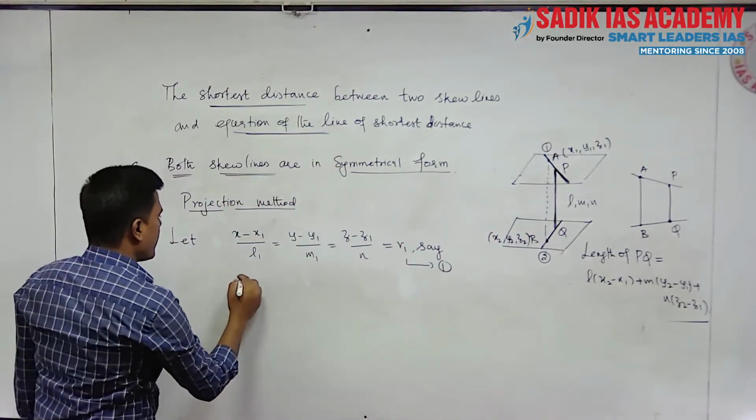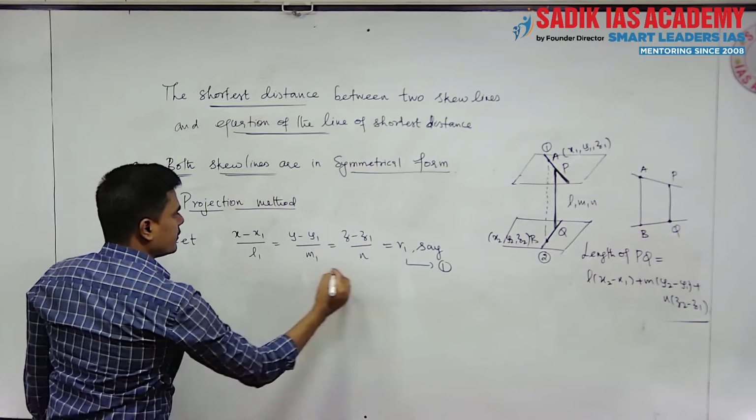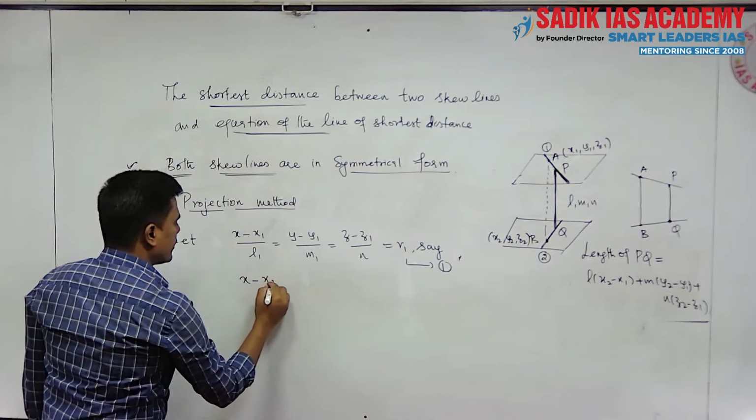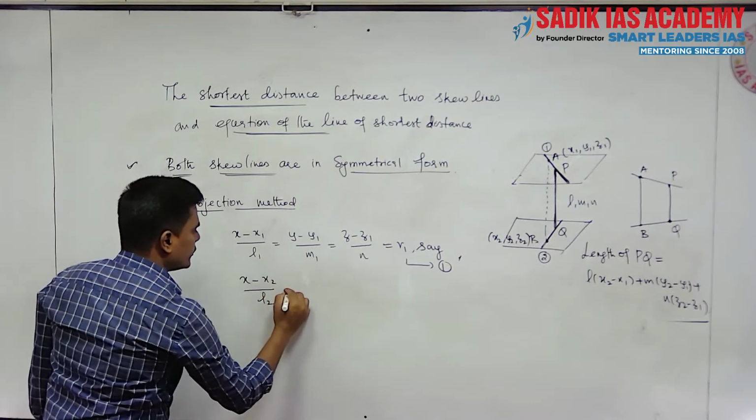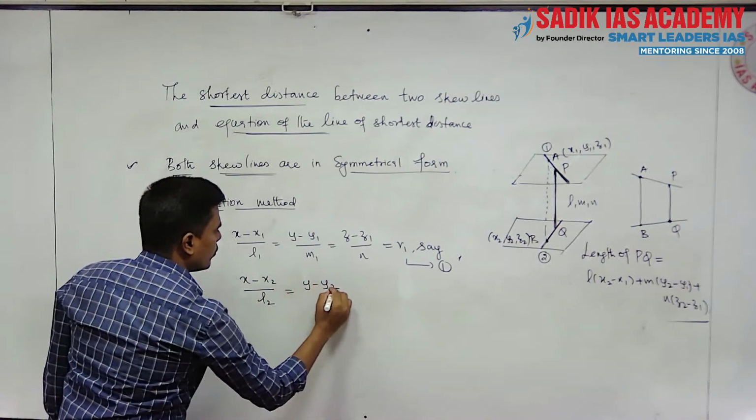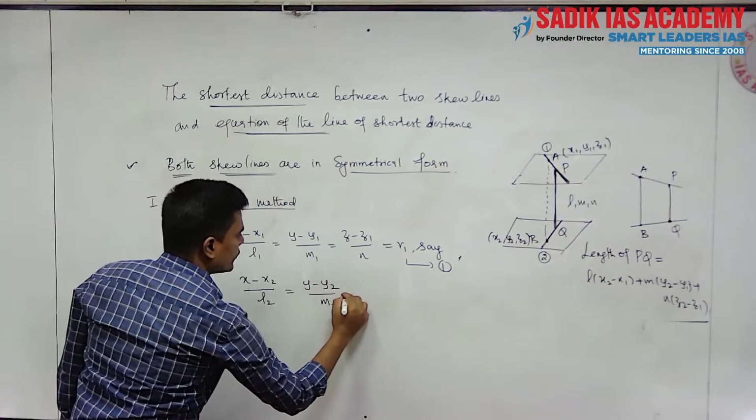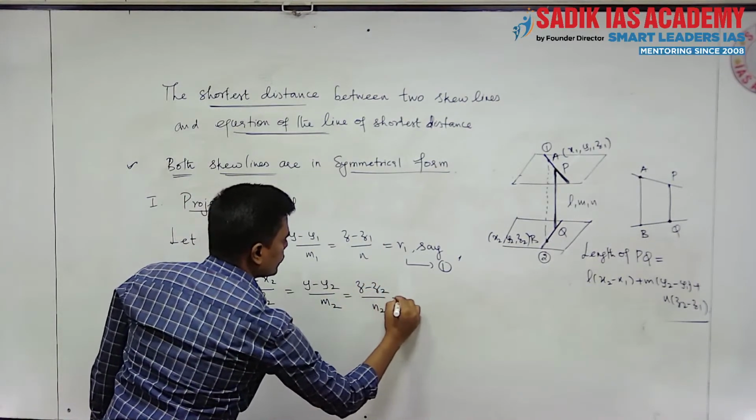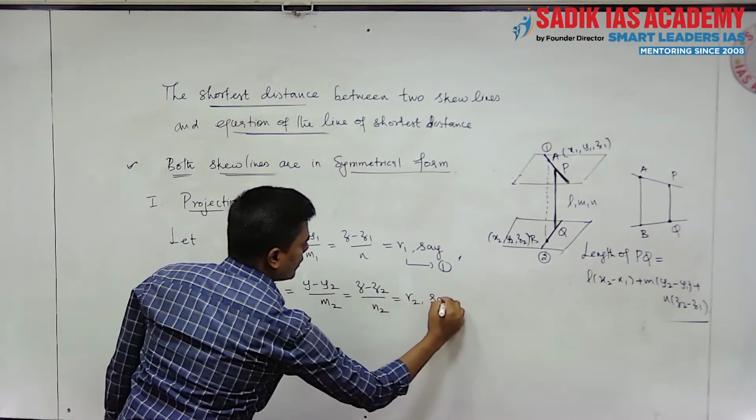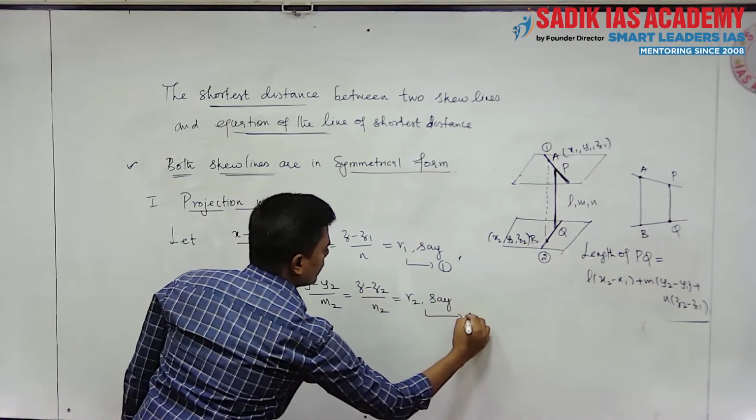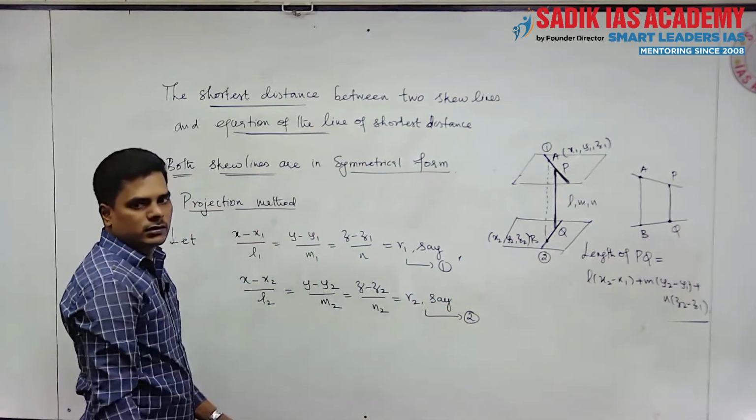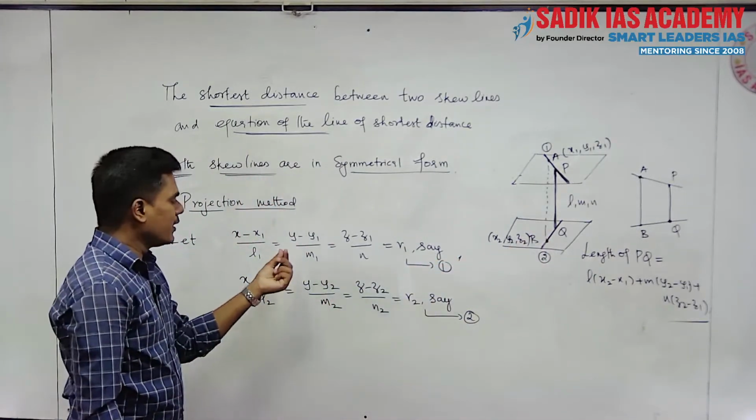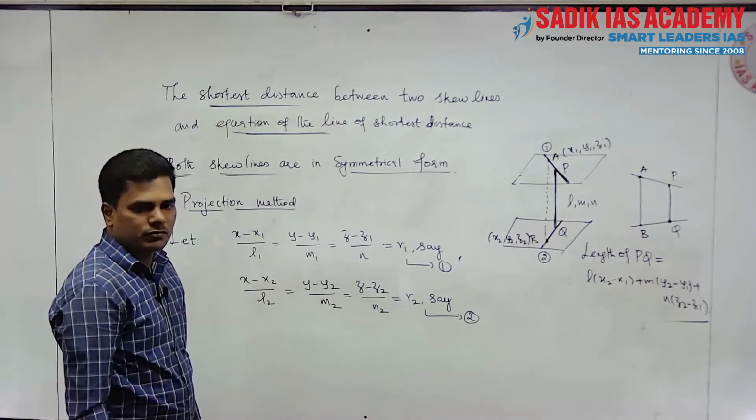Another line. Let this one be another line: (x minus x2) by L2 is equal to (y minus y2) by M2, which is equal to (z minus z2) by N2, which is equal to R2. So again we are taking it like this. This is the second line equation. Two lines we have taken in symmetrical form.